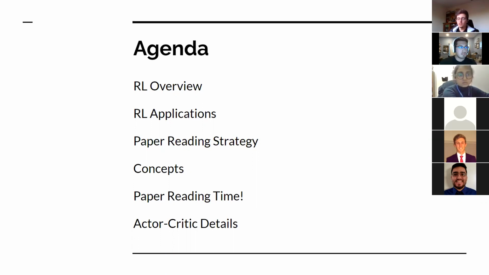And then we will actually take some time, about an hour, to go ahead and read the paper on our own, after which we will come back and answer some of the questions that you have, and also look at some actor-critic details and the paper details to hopefully answer some of the questions and make things that are not clear more clear. And with that, we will go to the reinforcement learning overview. And Jacob, take it away.